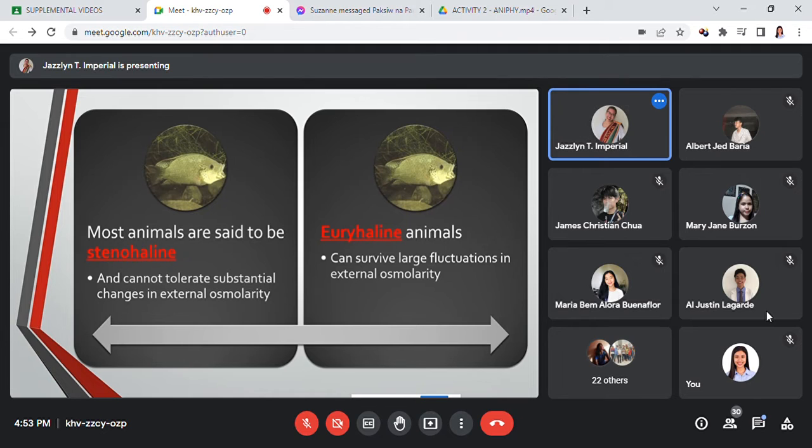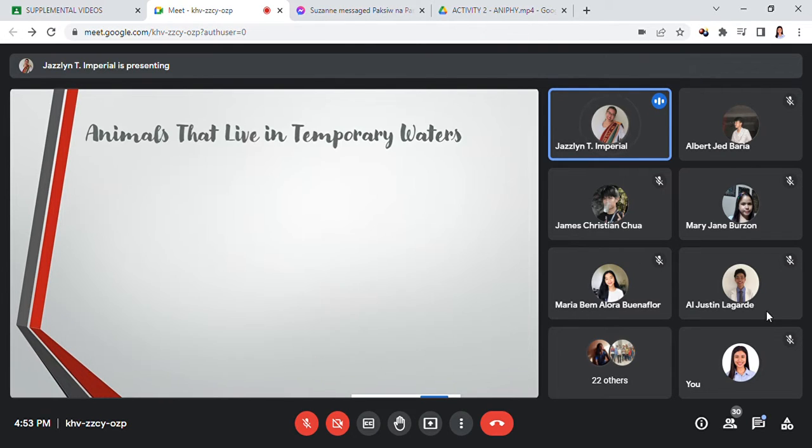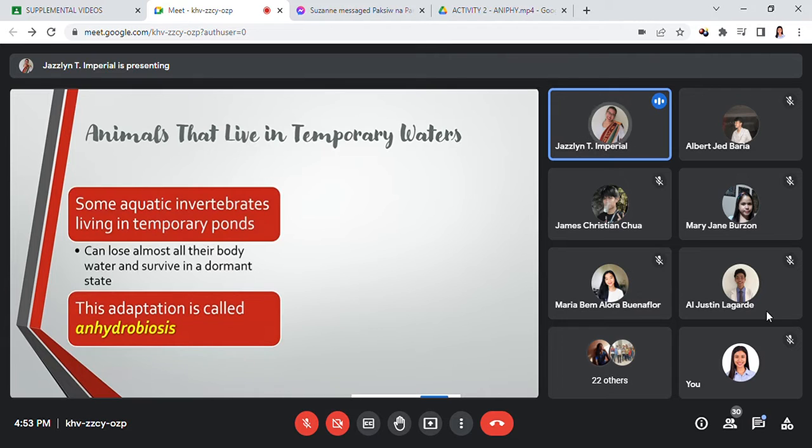Okay? So kahit mag-change yung external osmolarity, these animals, euryhaline animals, can adapt and can survive. Okay? As opposed to stenohaline. Okay po? So, examples of the euryhaline animal is the tardigrade or some aquatic invertebrates. So, some aquatic invertebrates, they are found in ponds. So pag sinabi mong temporary ponds, pag nag-change yung season, they dry up. And then if it's rainy season again or spring, then the pond is filled up with water.